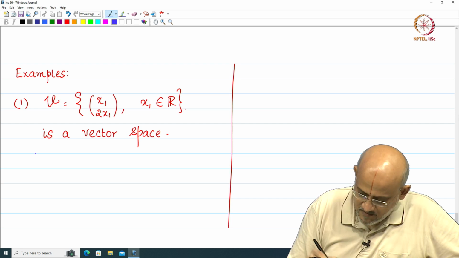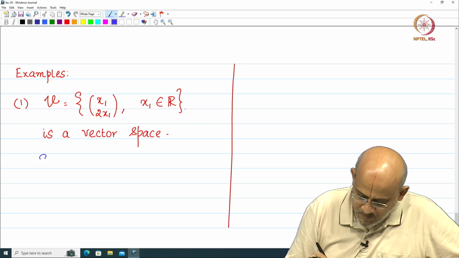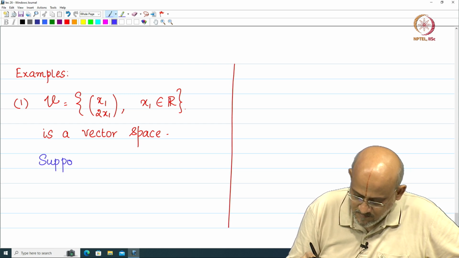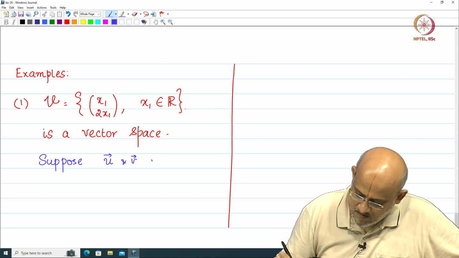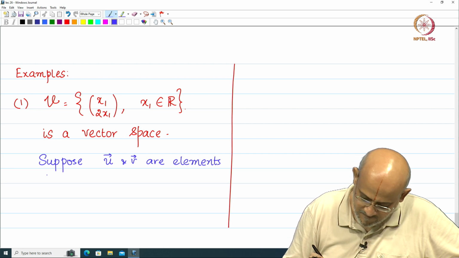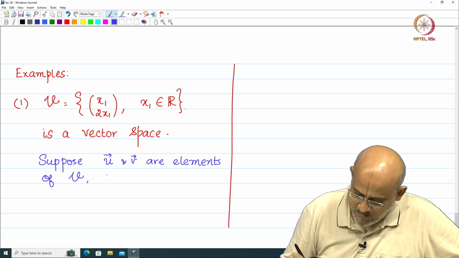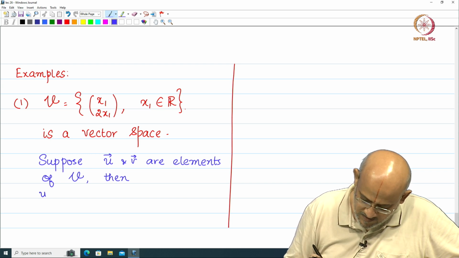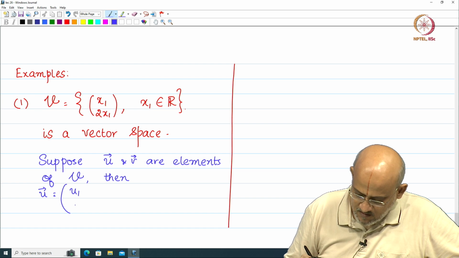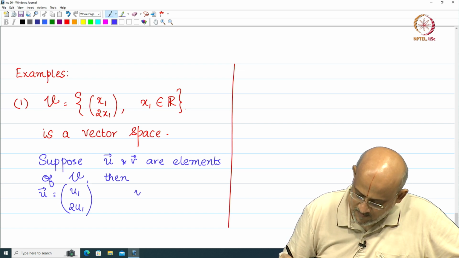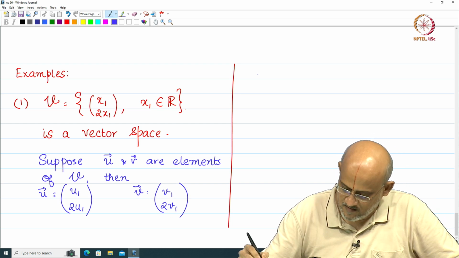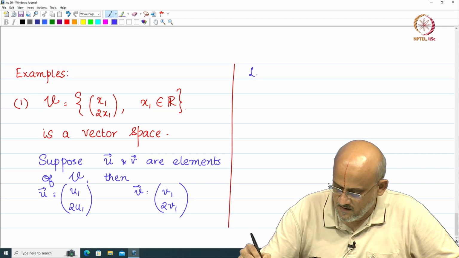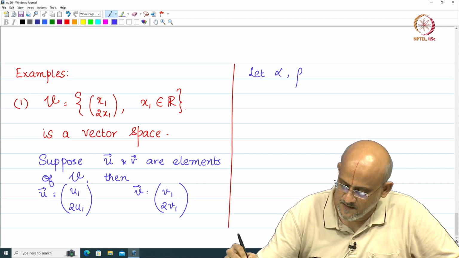Maybe let us look at this example as a vector space. Suppose U and V are elements of V. Then this vector U is basically (u1, 2u1) and vector V is basically (v1, 2v1). Let alpha and beta be real scalars.